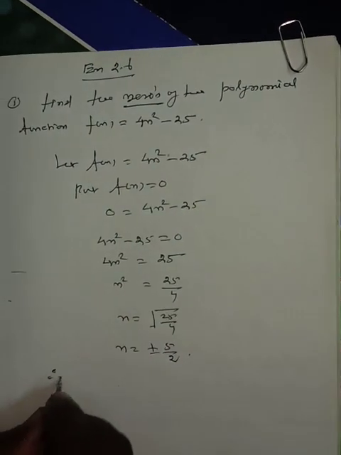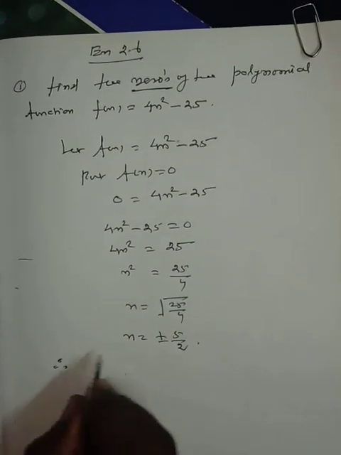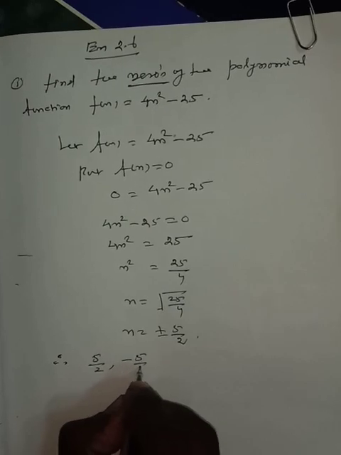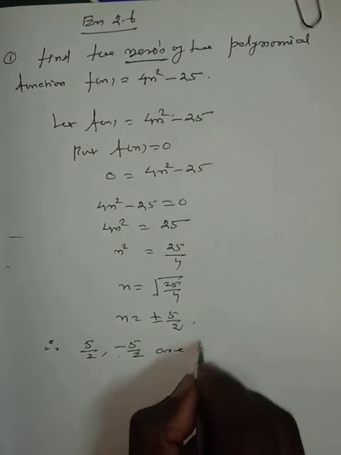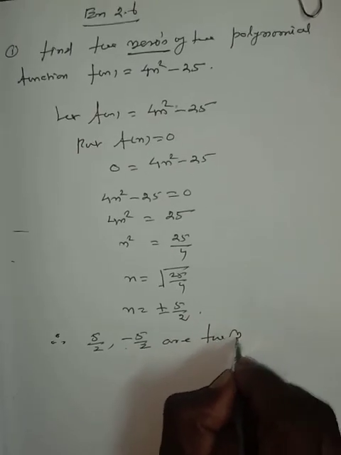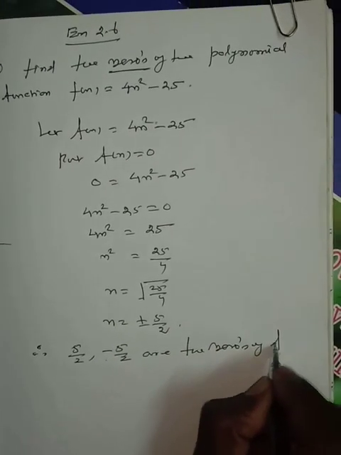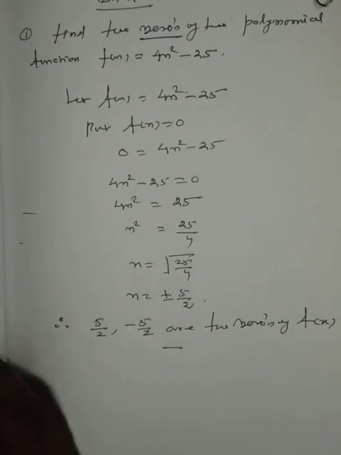Therefore, here 5 by 2, negative sign of 5 by 2. So, 5 by 2 comma minus 5 by 2 are the zeros of the function f of x. Hence the result. Next, question number 2.